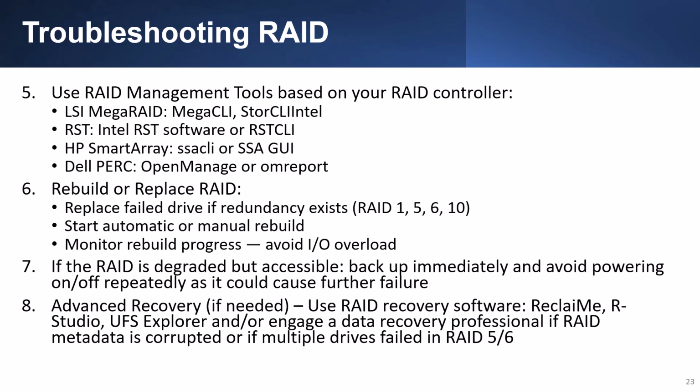Step 7, if the RAID is degraded but accessible, back up immediately and avoid powering on or off repeatedly as it could cause further failure. Step 8, advanced recovery if needed. Use RAID recovery software and/or engage a data recovery professional if RAID metadata is corrupted or if multiple drives failed in RAID 5 and 6.